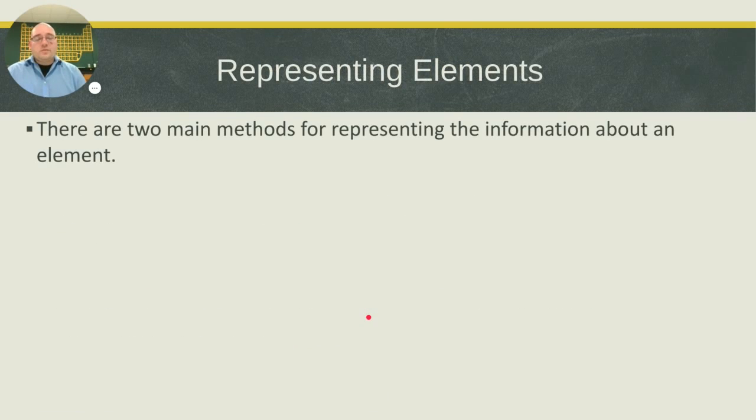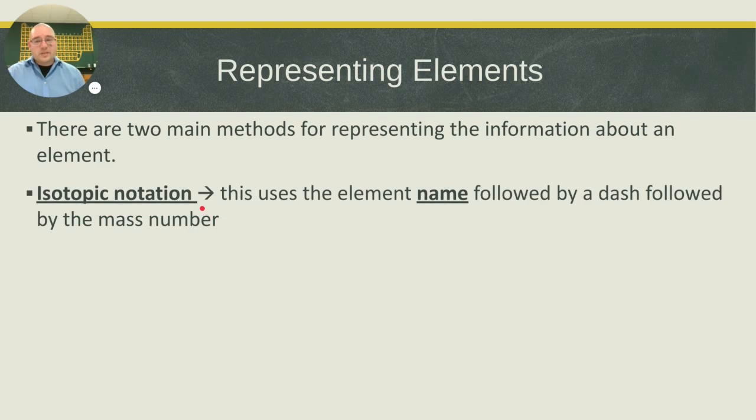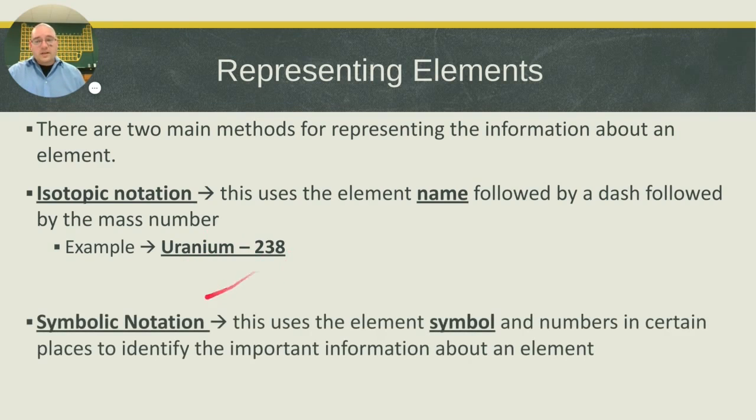Now, there are two main ways for representing the information about an element when we're looking at it. We have what's called isotopic notation, talking about the isotope. That uses the name followed by a dash followed by the mass number. You saw that earlier when I was talking about isotopes, the carbon 12, carbon 13, carbon 14. So an example here is uranium-238. The element is uranium, which has 92 protons. 238 is its mass, which means it has a lot more than 92 neutrons, right? So isotopic notation is the name followed by the dash followed by the mass.